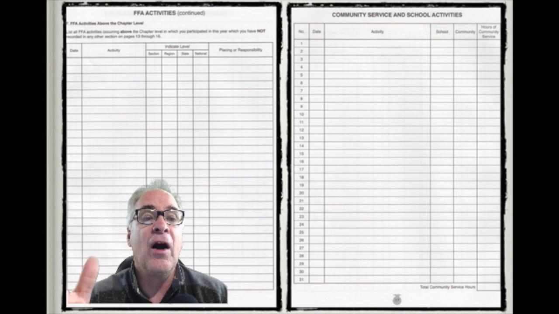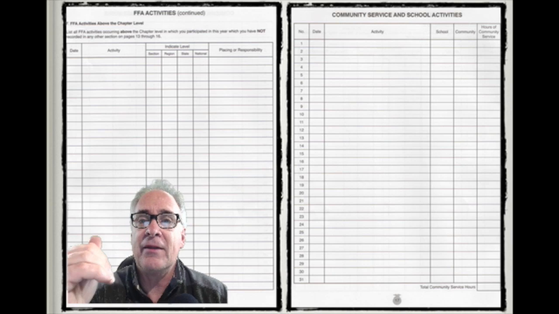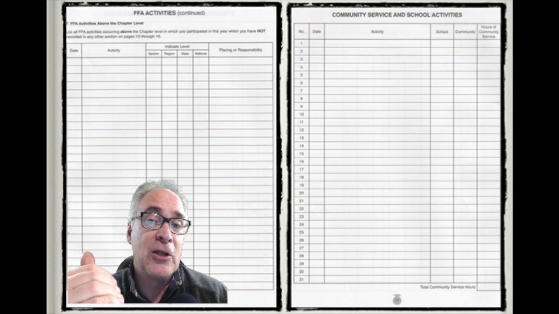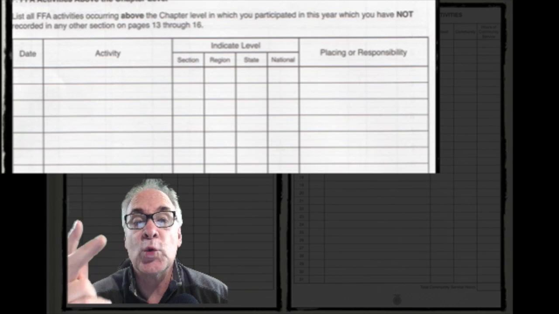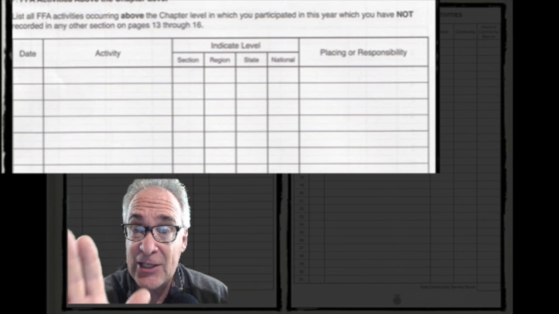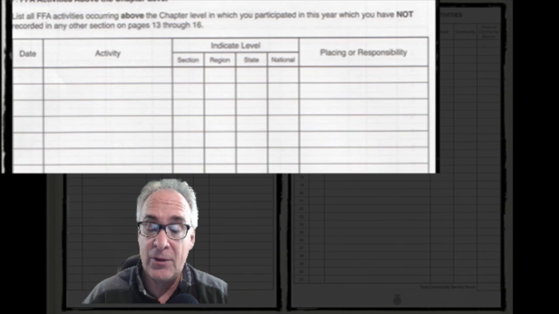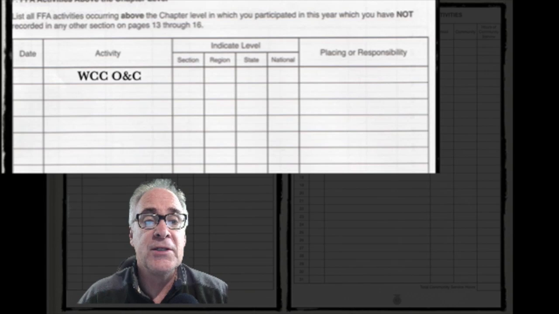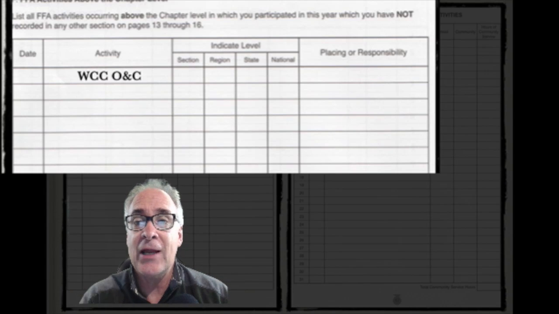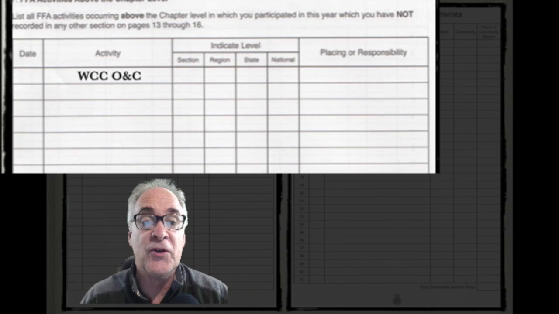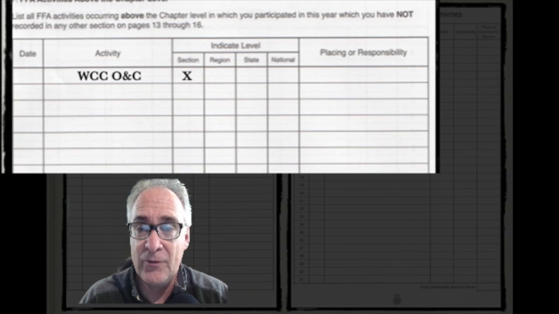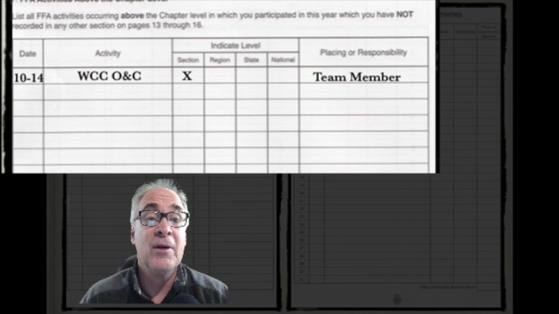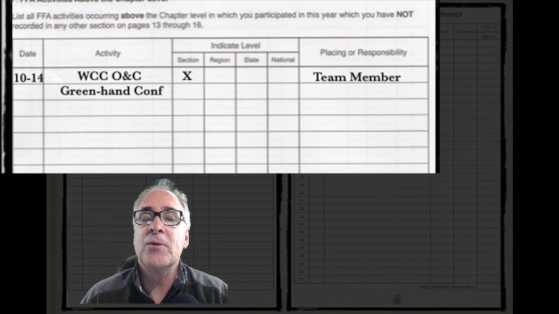And then we're going to move on to all of those activities that happen above the local level. We're talking about sectional, regional, and state, and possibly even national for those of you who've gone to some of the conferences and those kind of things. For freshmen and sophomores, those of you who went to the local competition and qualified went to Woodland Community College Field Day and participated in a sectional event. All the schools in Yolo County were involved in that, and you were a team member, and that happened in October.